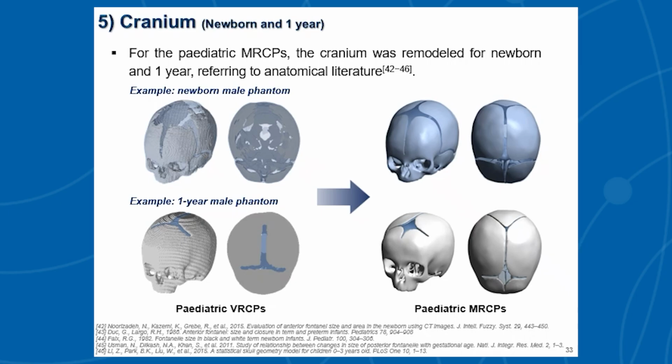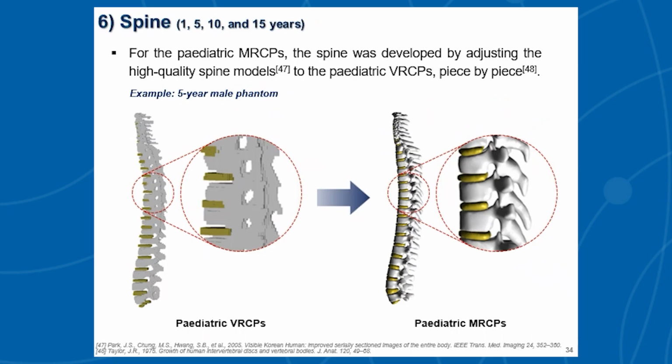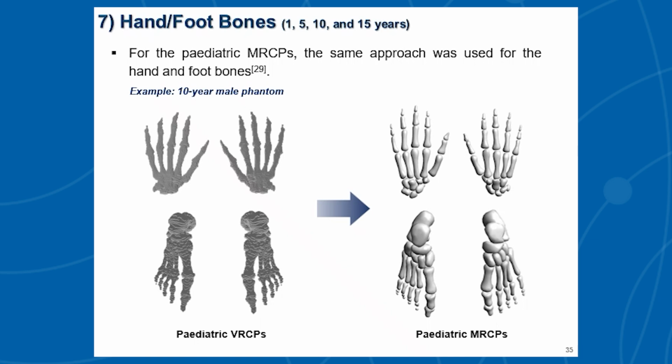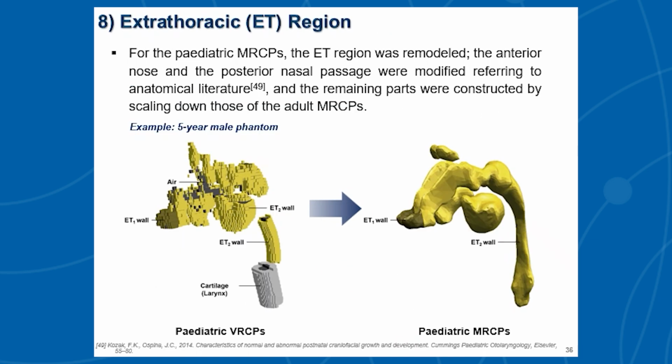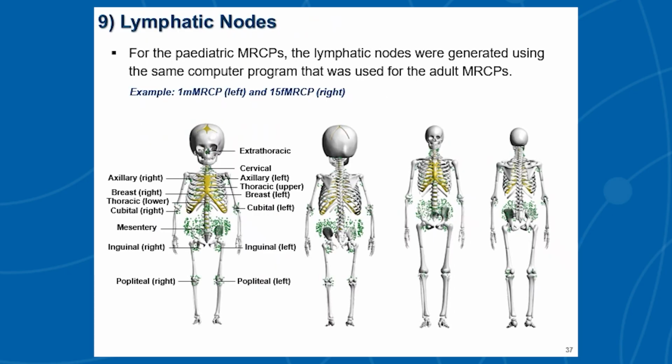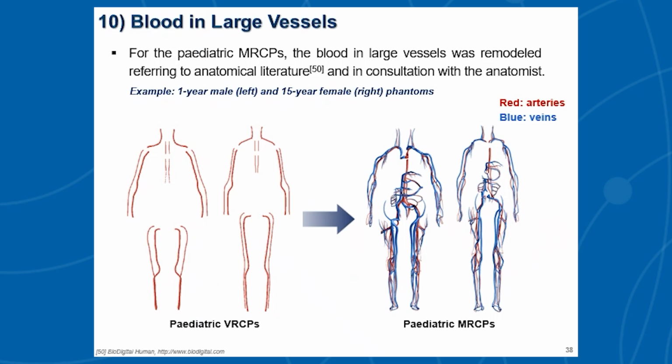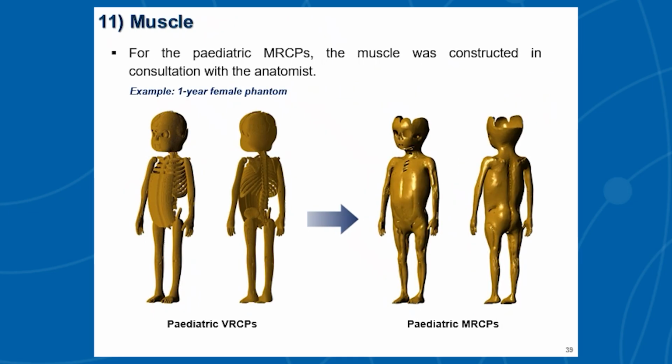Here you can see the improved cranium of the mesh phantoms, which reflects the actual size of fontanelles in younger ages, and the spine replaced with new high-quality models, and hand and foot bones again replaced with new models. In addition, each region was improved to have a more realistic structure, and lymphatic nodes were newly generated using the dedicated program developed for the adult mesh phantoms, but with the pediatric data applied. And blood in large vessels was remodeled using modeling techniques, and the muscle was also remodeled.